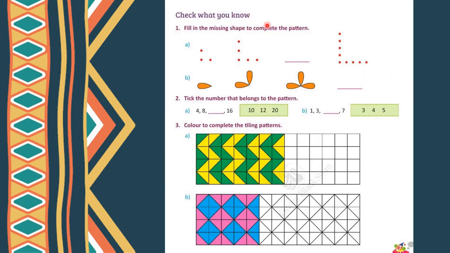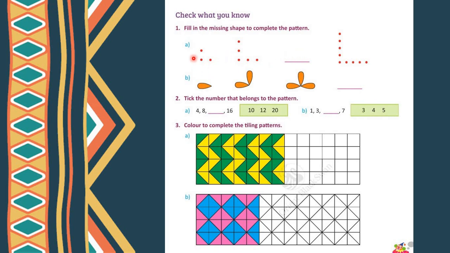So kids, let's now explore more patterns in Check What You Know of Chapter 7 of your book. Question 1 says, fill in the missing shape to complete the pattern. Now kids, in A part, you have been given some dots which are repeating and expanding. And then there's a blank given to you and you have to observe these dots, how they are growing, and then you have to fill the blank accordingly.